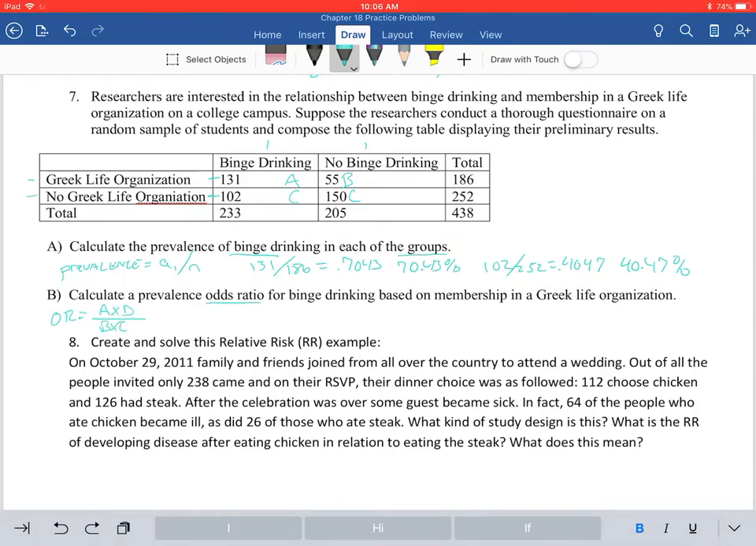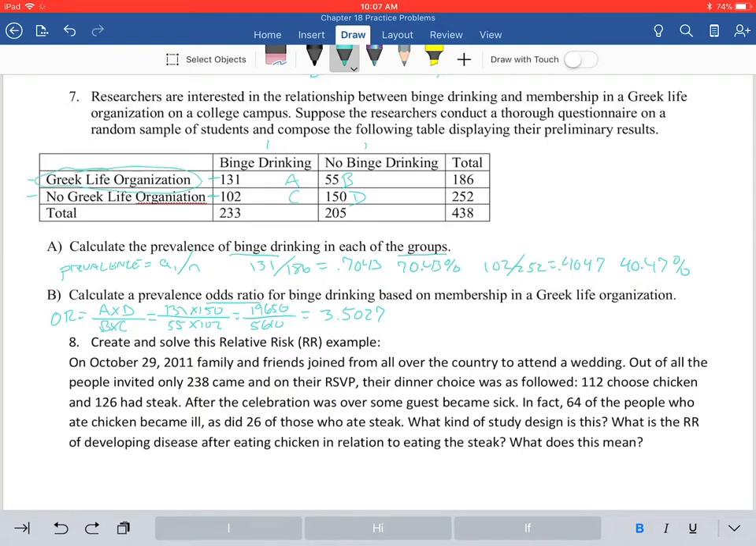Now, next you want to calculate an odds ratio for these. So remember, once again, odds ratio is going to be A times D over B times C. When you do this, for your group, your A is 131 times your D, which is 150 (that should be D, I don't know why it says C), over 55 times 102. Multiply these out, and you get 19,650 divided by 5,610.